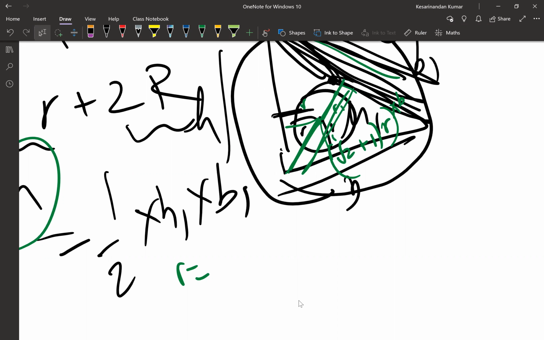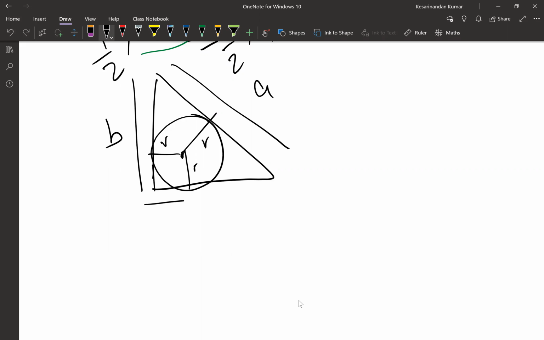This is your right angle triangle. This is your incircle. And this is your value of r. This complete side is A, this is B, this is C. Now the area of this will be half into B into C, right? This will be the area of the triangle with our normal formula.